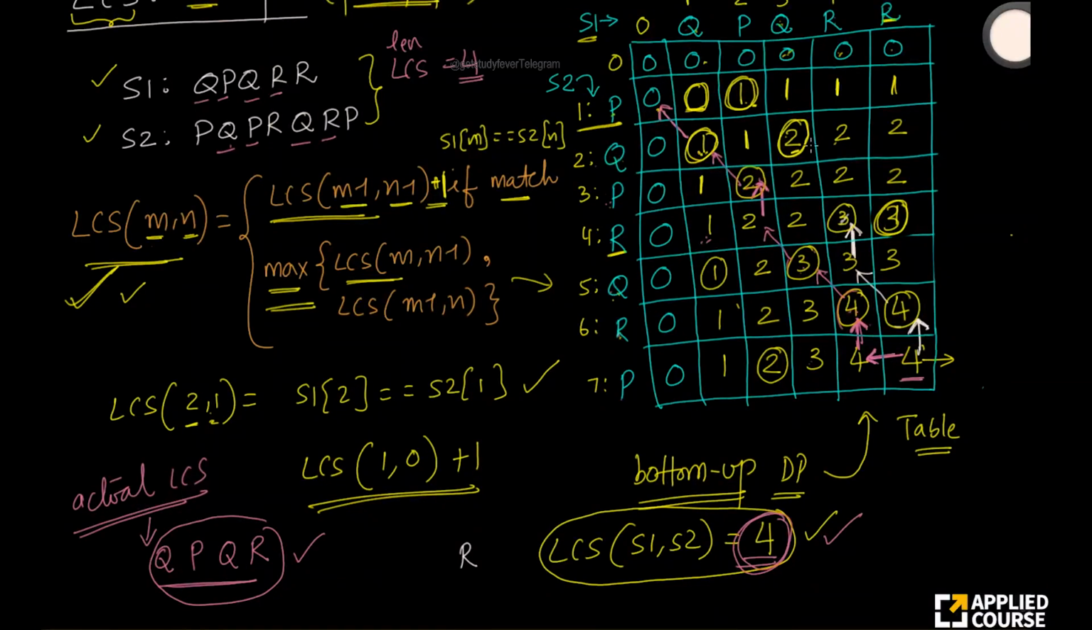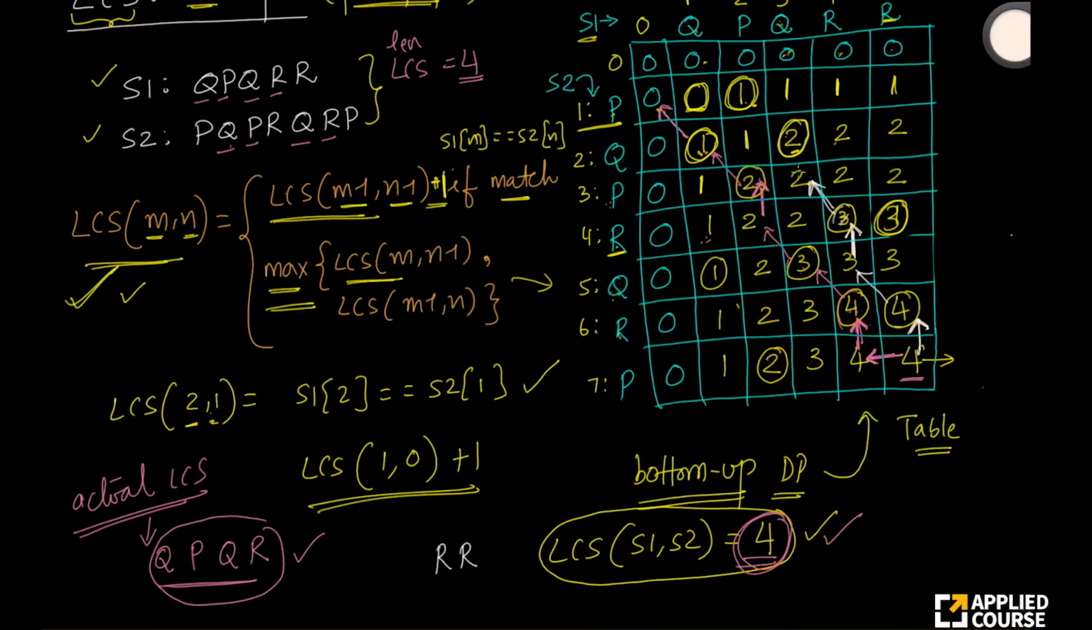I have a match between R and R. Here I have a match between R and R. So let's write down R here. And how did I come here? Because there was a match between R and R, it came from 2. I added 1 to 2 to get 3. So now I reached here.